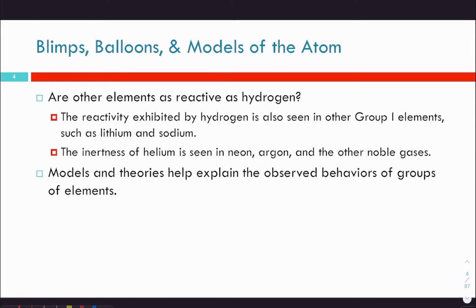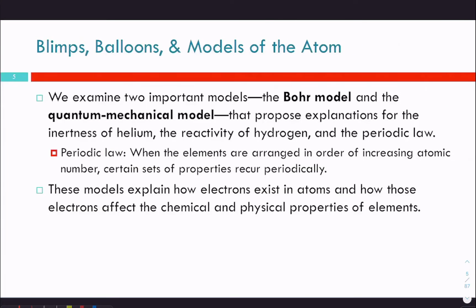So why is it that when we arrange the periodic table in this way, these elements are similar? We're going to look at 2 models. I think we talked about the Bohr model already, maybe? Talked about the plum pudding model and how that wasn't accurate. We'll also talk a little bit about the quantum mechanical model. Both propose explanations for the inertness of helium, the reactivity of hydrogen, and the periodic law, which is the trends that emerge when you arrange the periodic table in the way that it is.